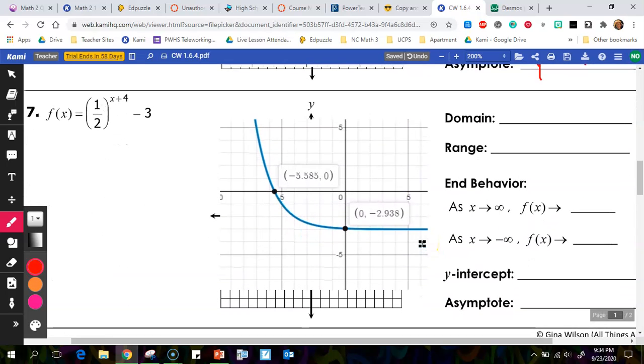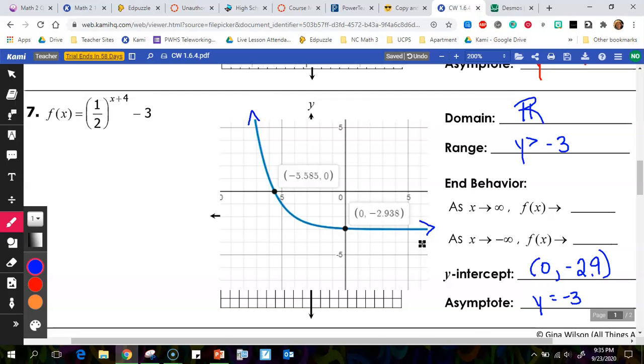Okay, number 7. Okay, again, I'm going to start at the bottom. We'll start with the asymptote. The asymptote on this one is at -3. So y equals -3. And then the range is going to be y, and it's going to be -3, and it's either going to be greater than or less than. It's greater than because it's above this -3 line. Domain, I'm just going to start putting all real numbers on that. The y-intercept, it gives us that right here. 0, -2 point, we'll just do 2.9.